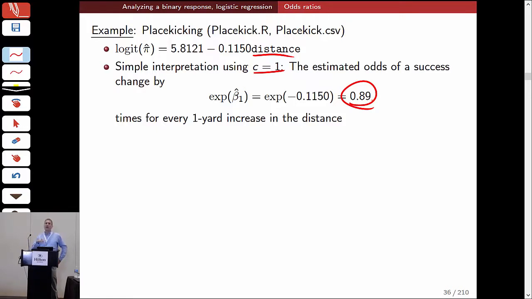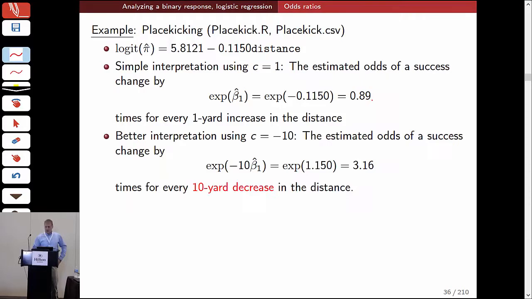So for football fans, we often think in terms of 10 yards, because 10 yards gives us a first down. So how about we look at c equal to negative 10? So a 10-yard decrease in the distance. Then the estimated odds of success change by e to the negative 10 times beta hat 1, or 3.16 times for every 10-yard decrease in the distance. So what this is telling me is my odds of success are going up if I get that extra first down, or if I get that extra 10 yards, I get 10 yards closer to those goalposts.